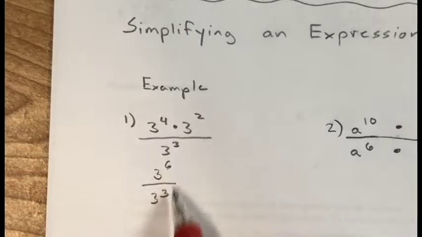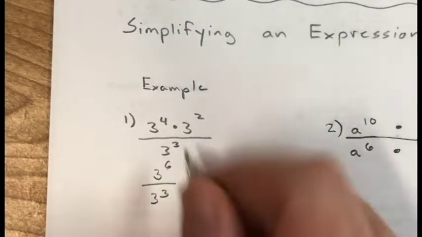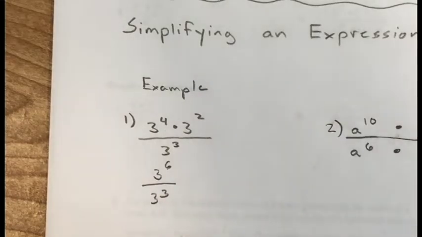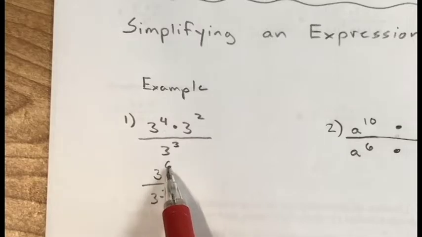So I just simplified this. I said 3 to the 4th times 3 squared is 3 to the 6th power, all over 3 to the 3rd. Well, now I have 3 to the 6th all over 3 to the 3rd. This is division, by the way. So what's this saying? 3 to the 6th divided by 3 to the 3rd.